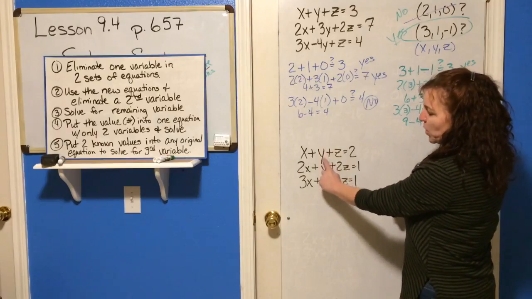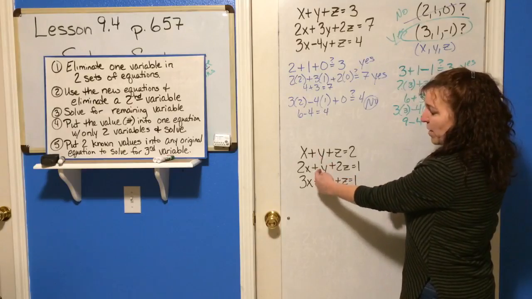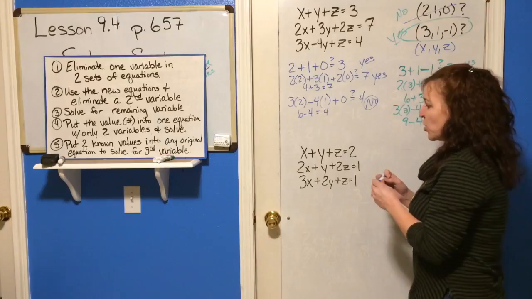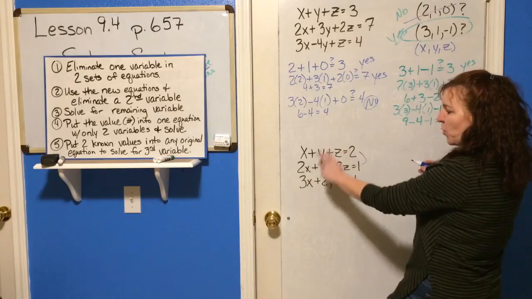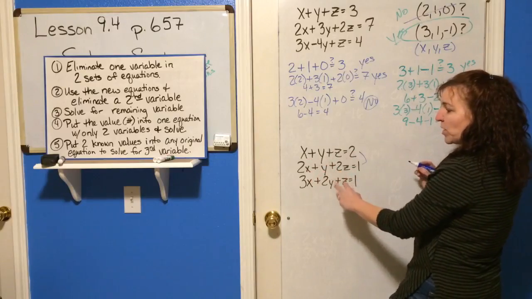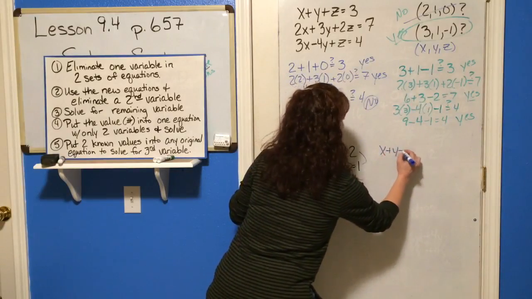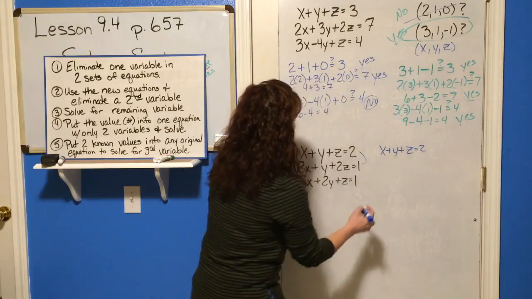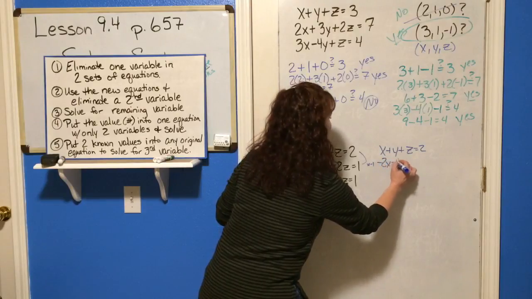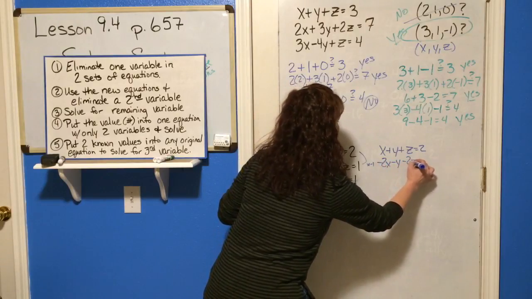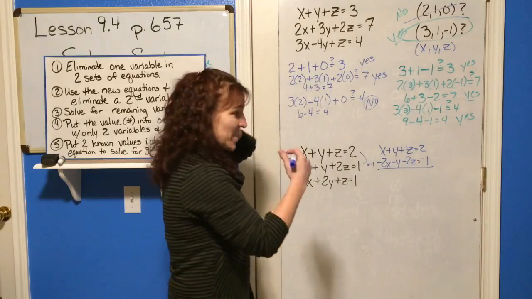We could make the y disappear pretty easily here because you've got just a positive y and a positive y. So if we use these 2 together and we multiplied either one, let's multiply the bottom one by a -1. So let's keep this one, x plus y plus z equals 2, and we're going to multiply this by -1. So -2x minus y minus 2z equals -1. And remember when we did elimination, we just add those together.